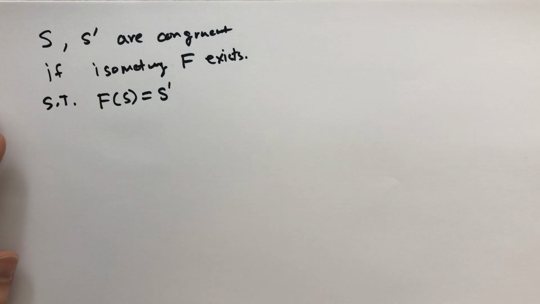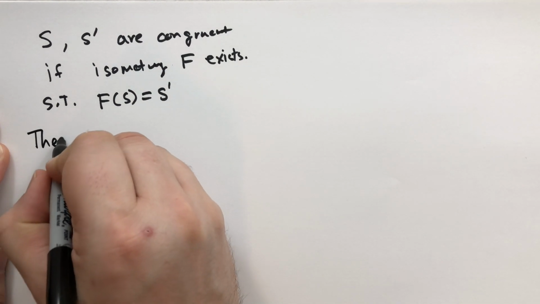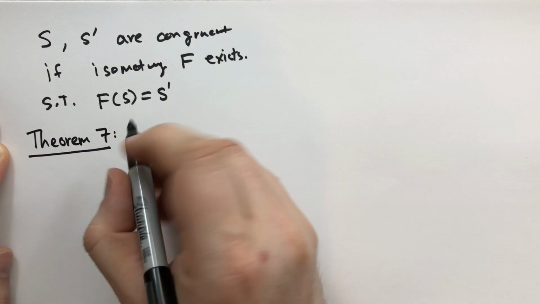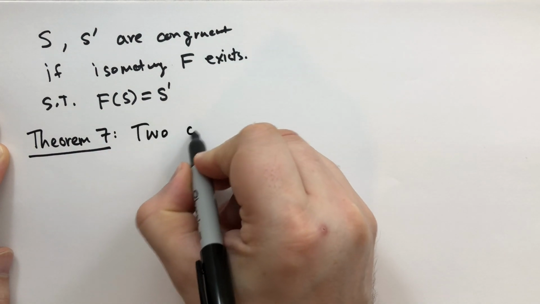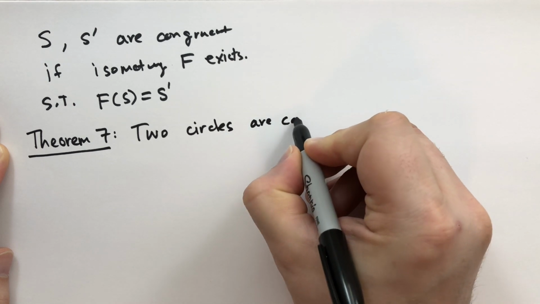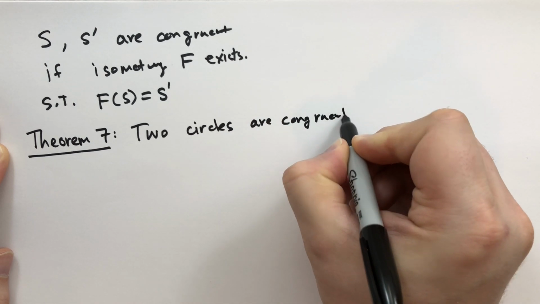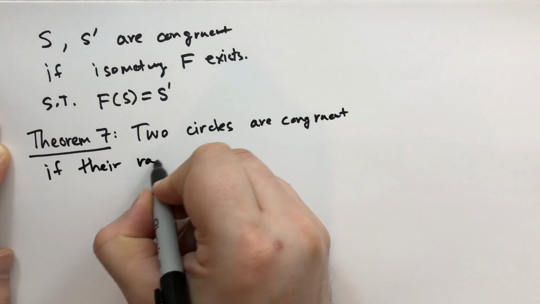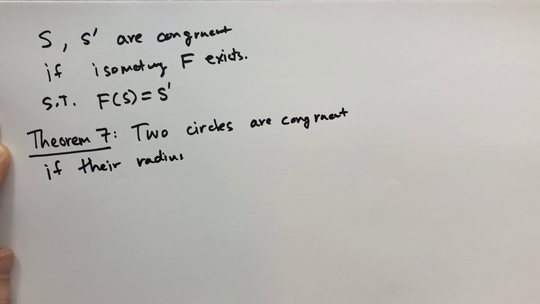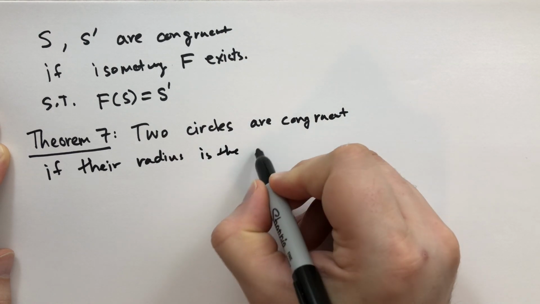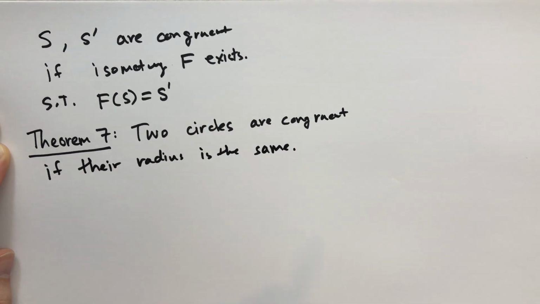Okay, so we're going to start with Theorem 7. Theorem 7 is pretty simple. It says two circles are congruent if their radius is the same. He words it slightly differently in the book. It means the same thing.